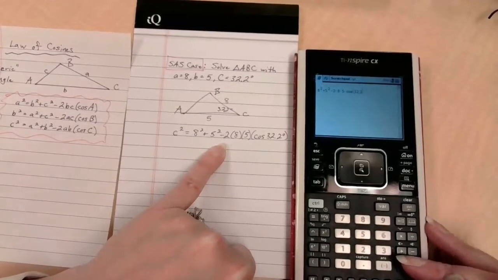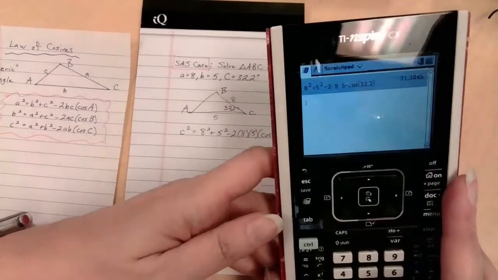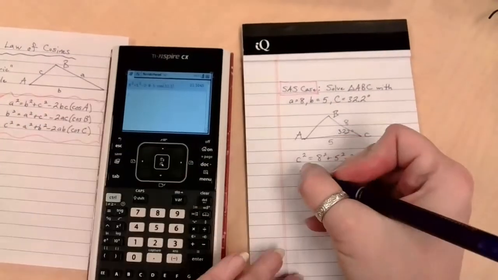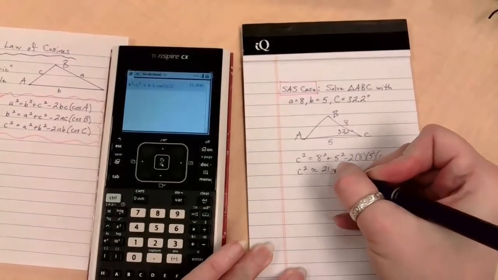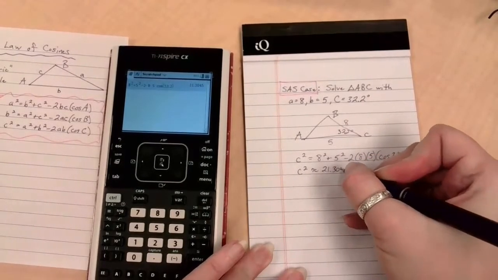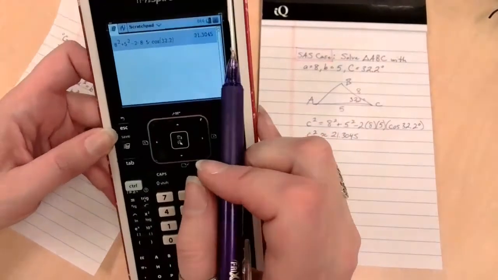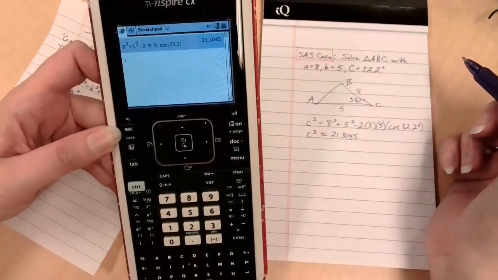My calculator is in degrees. You might want to make sure that your calculator is doing the same. And that gives us this lovely number here. 21.3045. So c squared is approximately 21.3045. Why am I not rounding this yet? Because the calculator will hold as many decimal places as I need it to hold, and I'd like for my answer to be as accurate as possible.